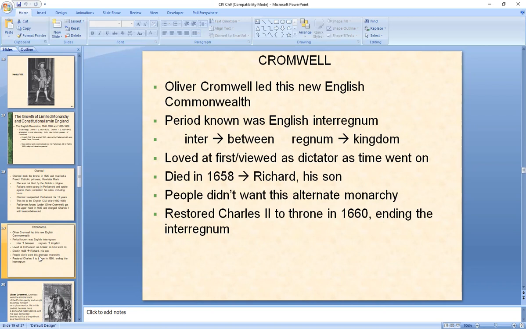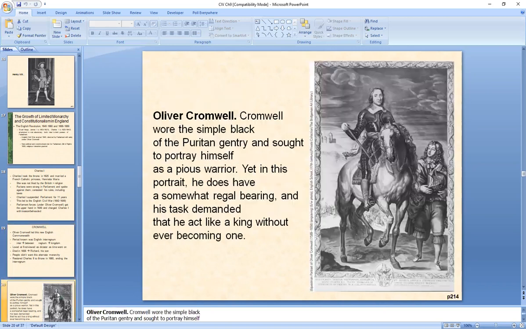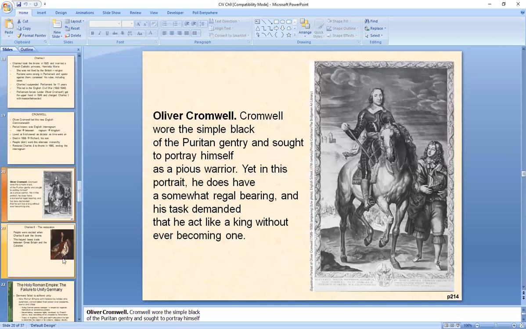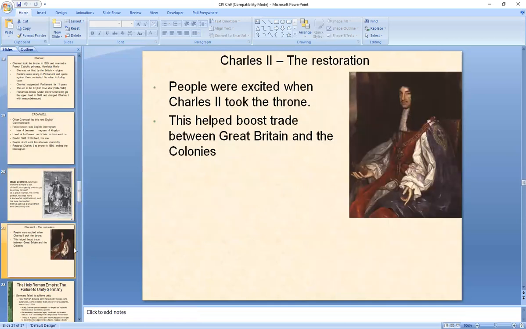So they went back to the Stuart family and said, who is next in line? And next in line was Charles II. So they restored Charles II to the throne in 1660, which ended the interregnum. Here's the picture of Oliver Cromwell. And here's a picture of Charles II.